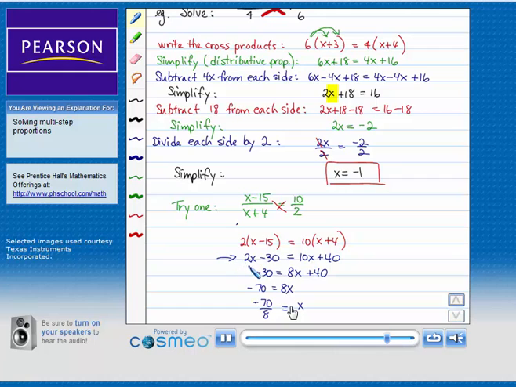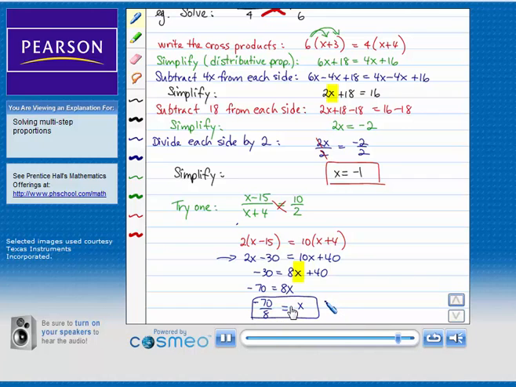I'm going to subtract 2x from each side of the equation. Of course, on the left side, that eliminates the variable, so I have negative 30 is equal to 8x plus 40. And then, since I want to find the value of x, I'm going to remove everything else from that side of the equation. So I'm going to subtract 40 from each side. That gives me negative 70 is equal to 8x. And then I will divide each side by 8.